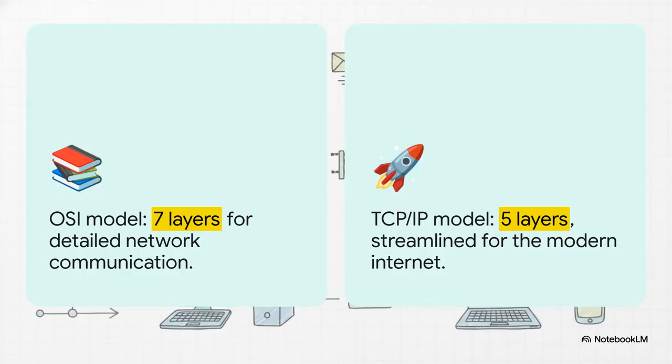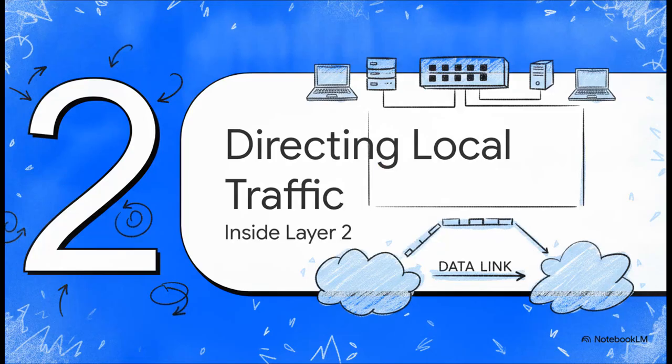Now, a comparison perfectly illustrates the evolution of those rules. We have our classic 7-layer OSI model, but we also have the newer 5-layer TCP/IP model. While the OSI model is highly detailed and fantastic for learning the theory, the TCP/IP model is what the modern internet actually runs on. It essentially condenses the top layers into a single application layer, making the whole shebang just a bit more streamlined. So, now that we have our theoretical map established, let's jump into the hardware that brings these layers to life.